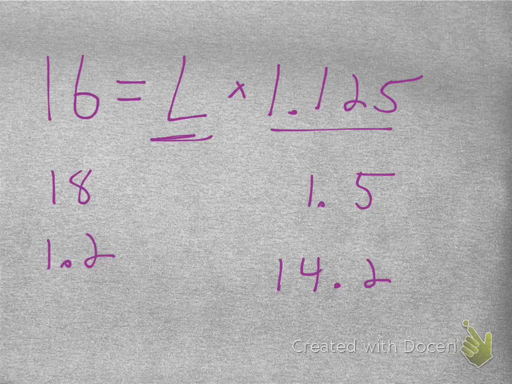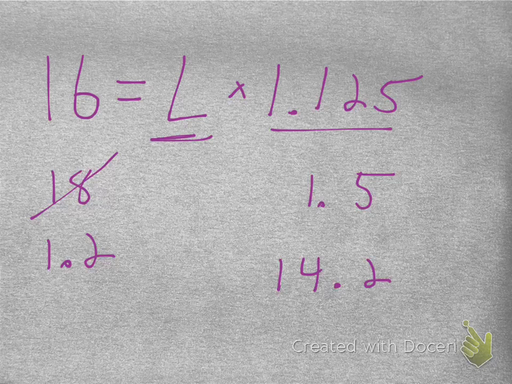So, if I did 18 times 1 plus a little bit, and then when I added that little extra, am I going to get 16? No, it's clearly too big. If I multiplied it by 1 alone, then it's too big. So 18 is way too big.